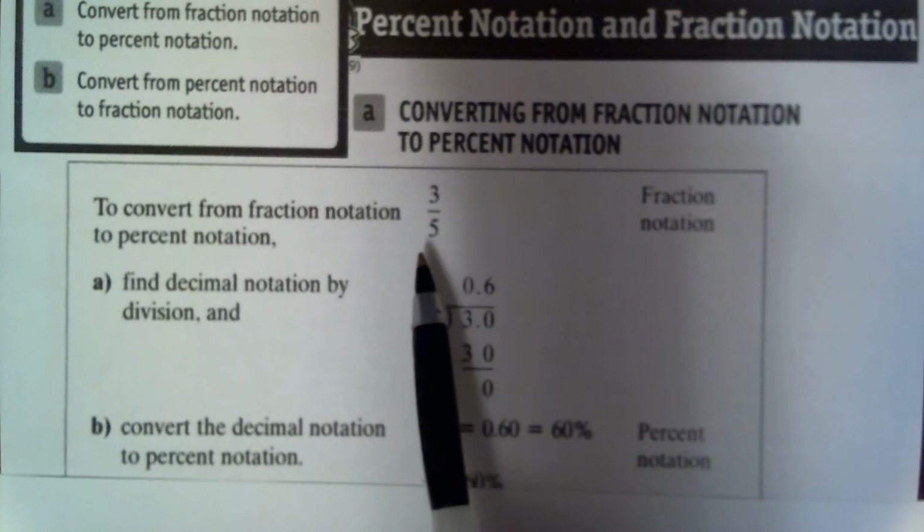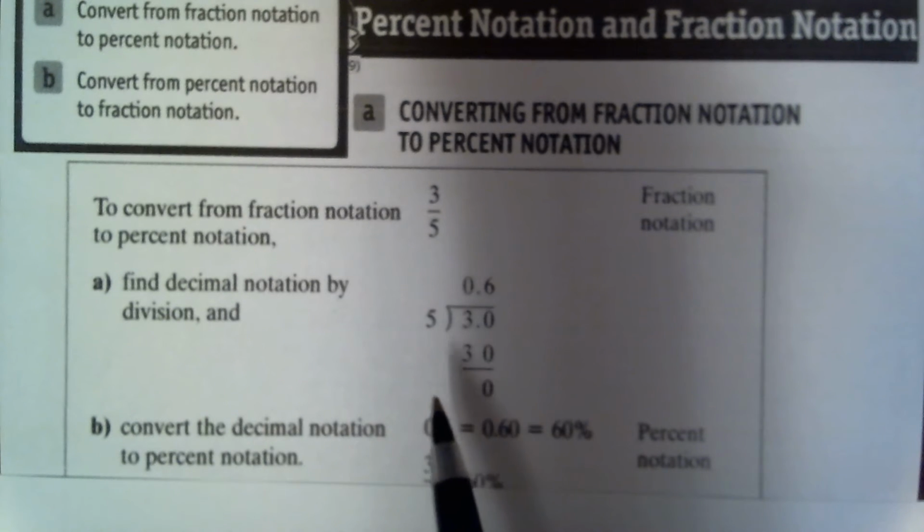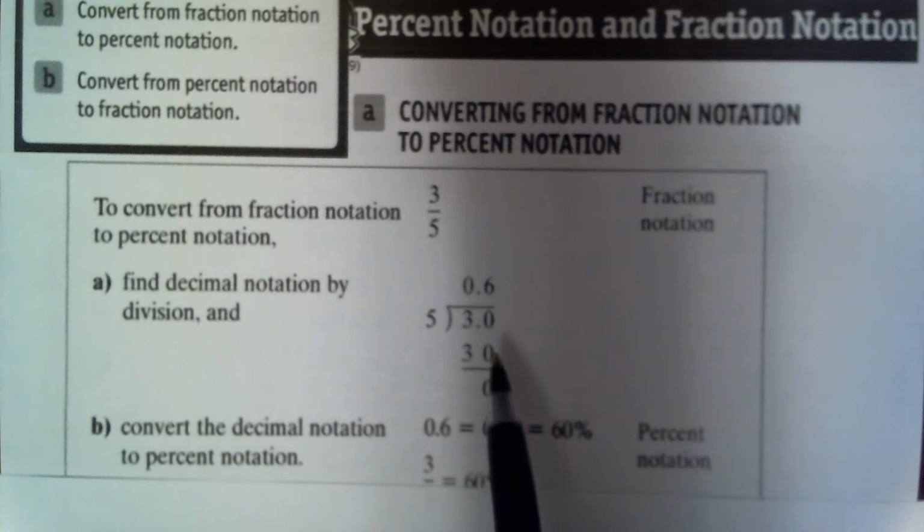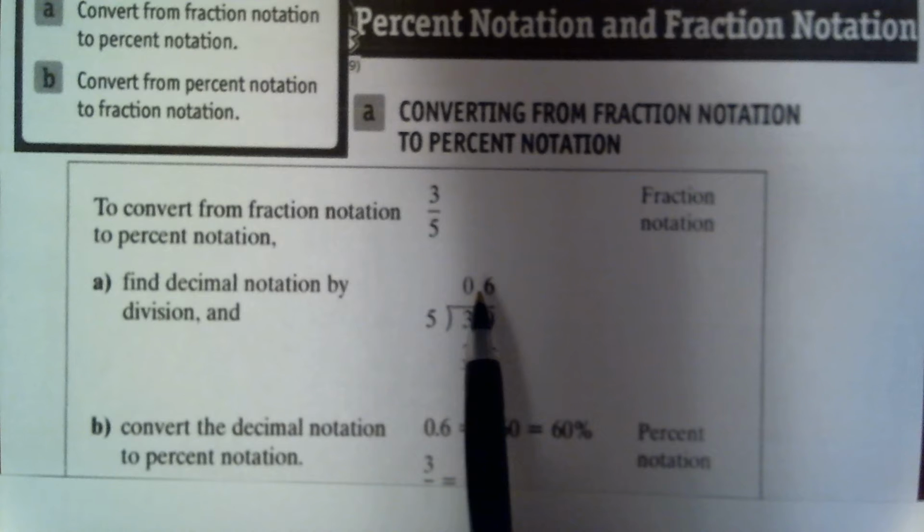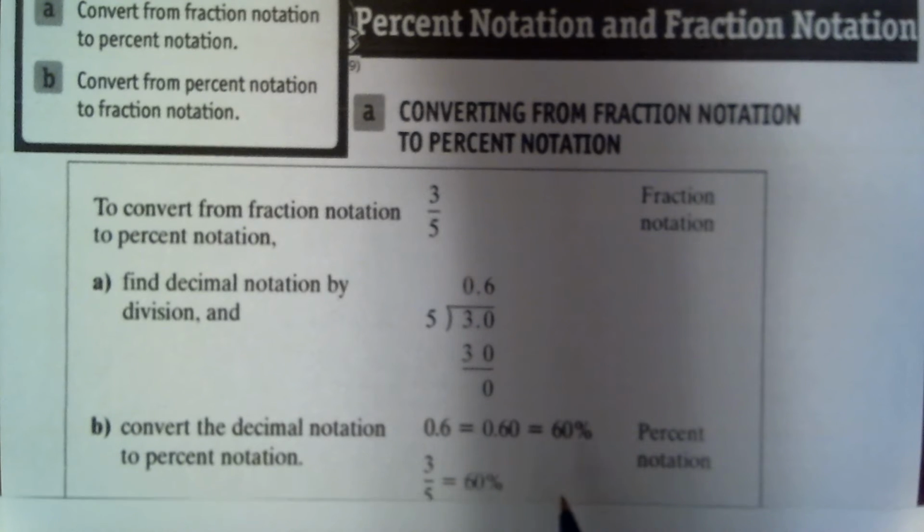In other words, 3/5 is fraction notation. We divide 5 into 3, which is 0.6. In other words, 0.6 is the decimal notation. Then we simply move the decimal 2 places to the right and attach the percent symbol. In other words, 3/5 is equal to 60%.